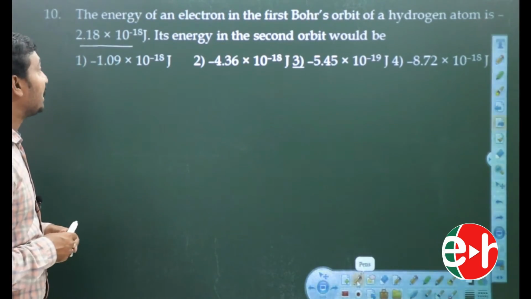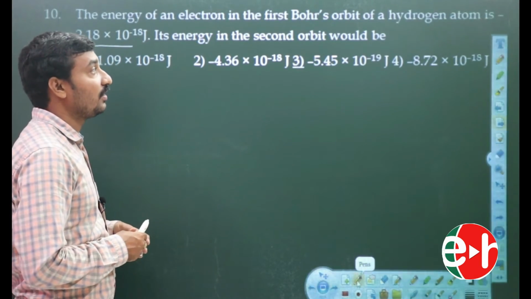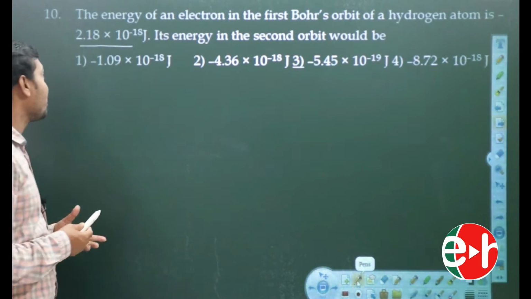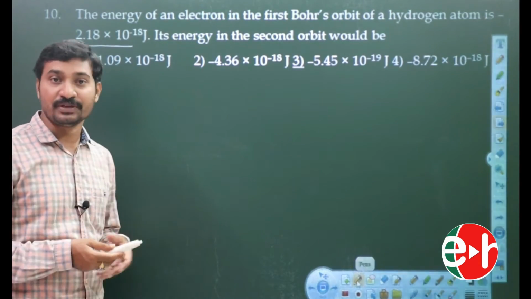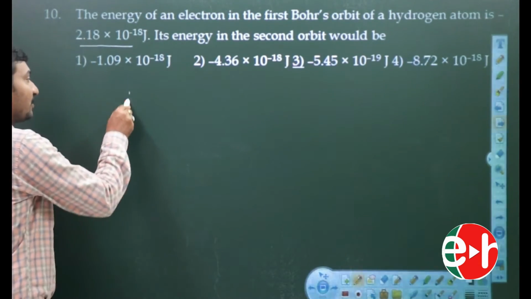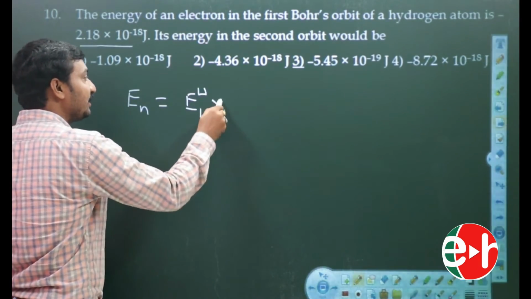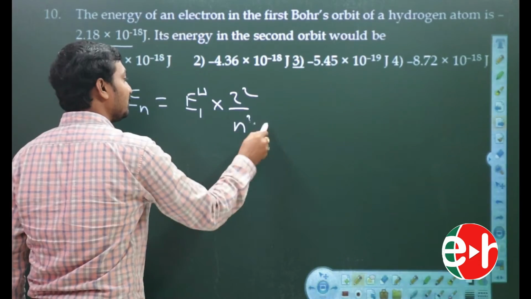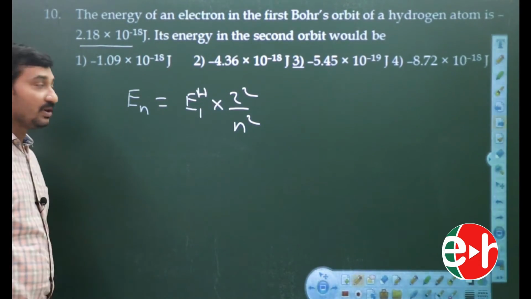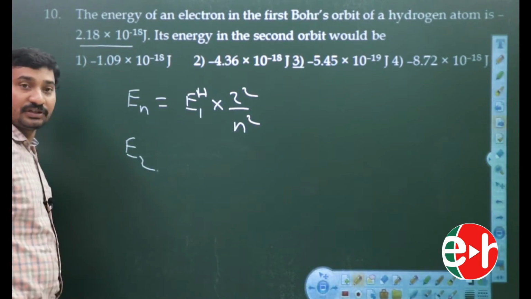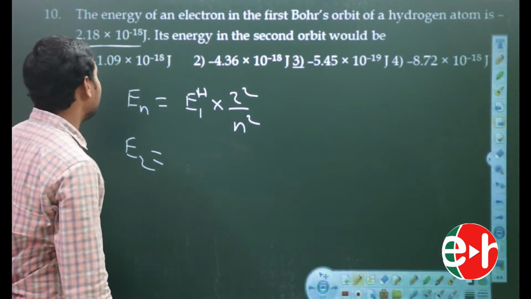See this question. The energy of an electron in the first Bohr orbit of hydrogen atom is 2.18 into 10 to the power of minus 18 joules. Its energy in the second orbit would be? Okay, we know the general formula En is equal to E1 of H into Z square by N square. This is the main formula. Okay, asking what? Second orbit E2. First orbit energy is already given, 2.18 into 10 to the power of minus 18.